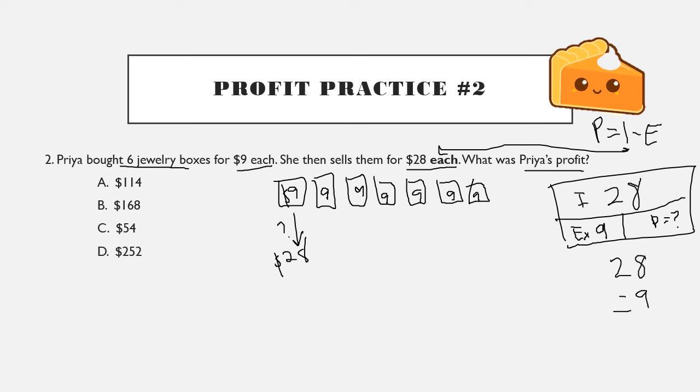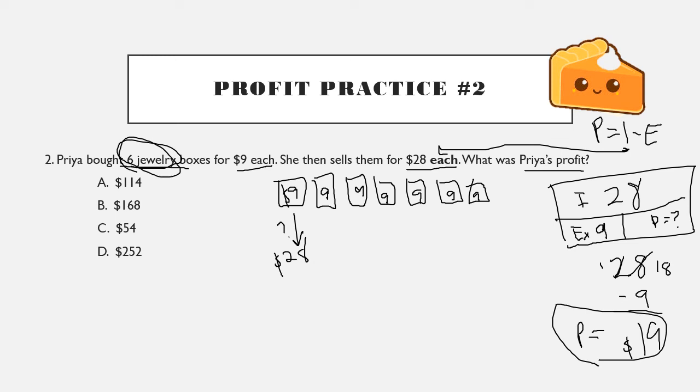So 28 minus 9. Take 1, give 10. 18 minus 9 is 9. Okay, so $19. Now, I'm not done yet. That means for each jewelry box, she made $19 of profit. However, she didn't just have one jewelry box. She had 6 jewelry boxes.